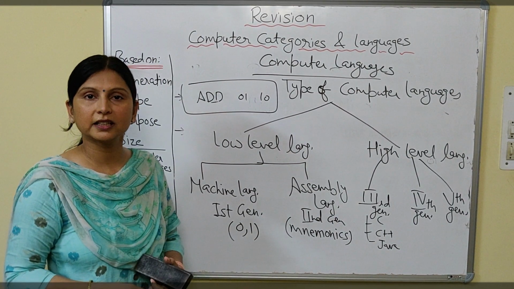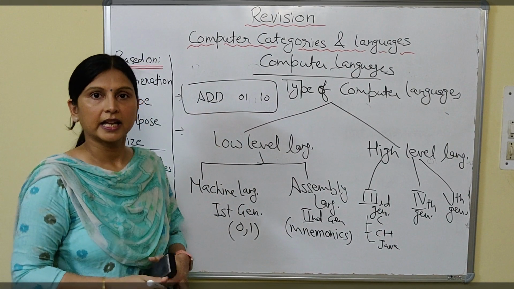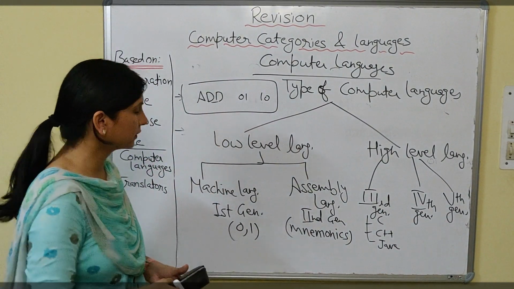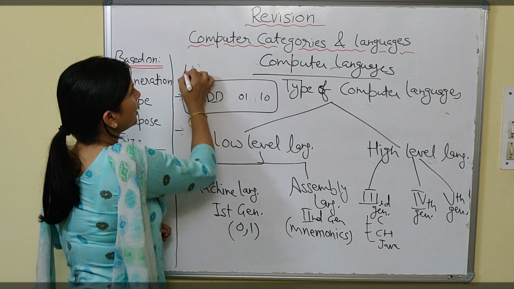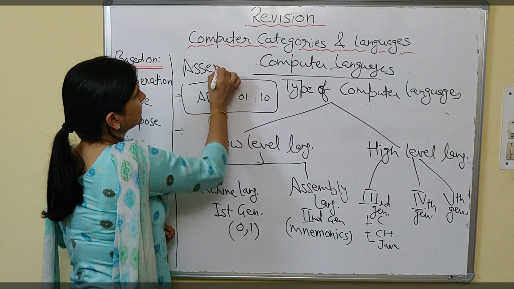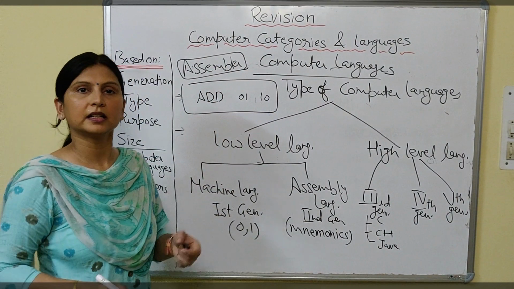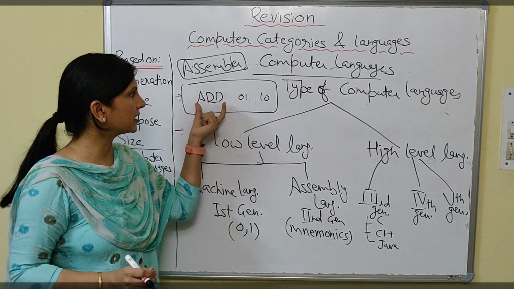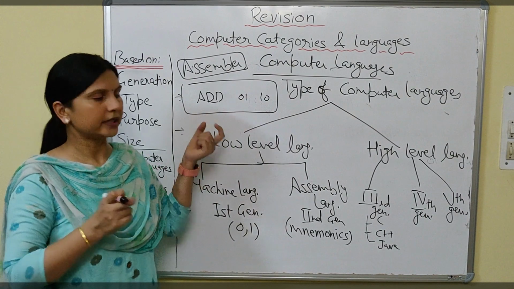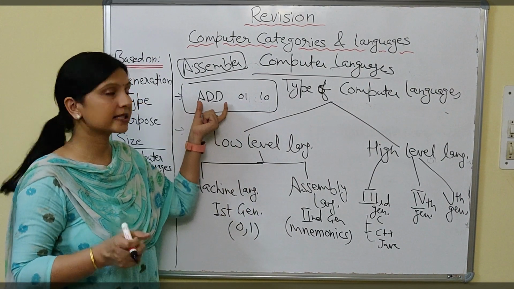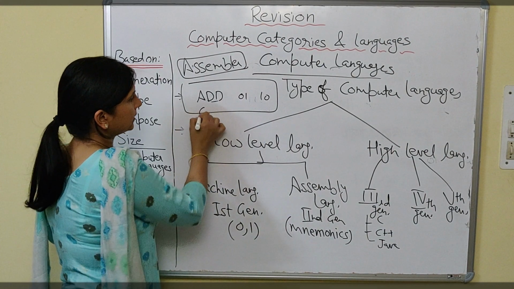So what do we need? In this case we need a translator. And the translator which we use to convert assembly language into machine language is called an assembler. So an assembler is a translator which converts the assembly language into machine language. Now in assembly language also, first the mnemonics are converted into the opcode, we call it opcode.